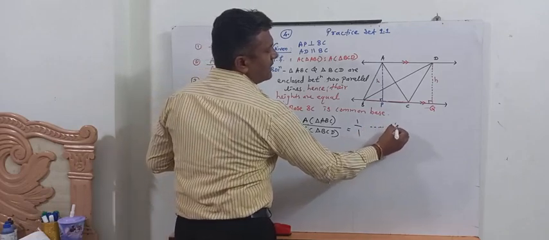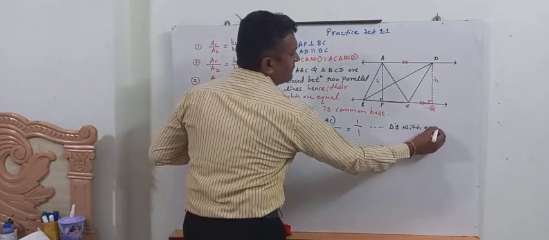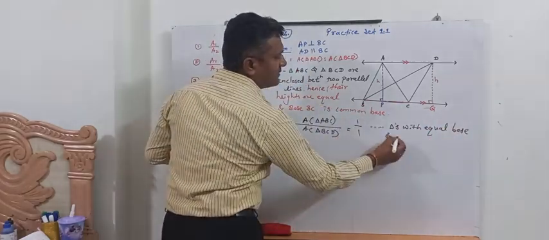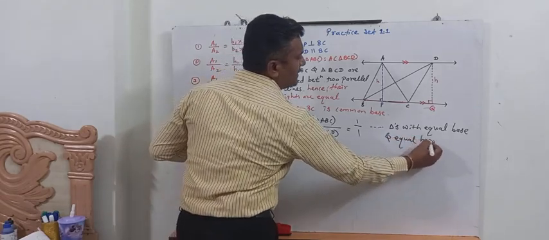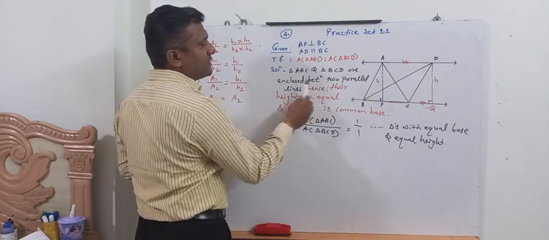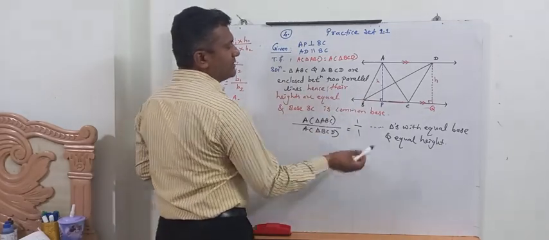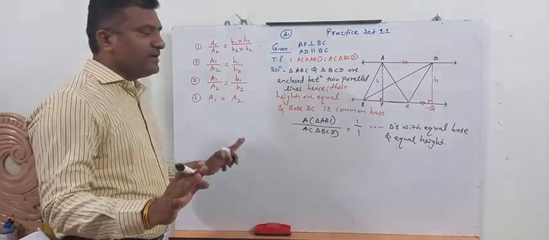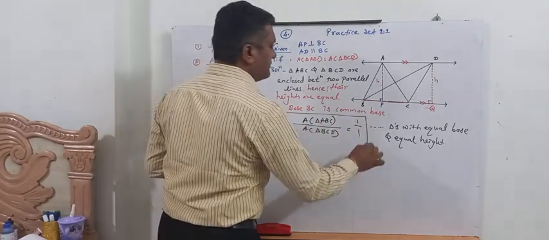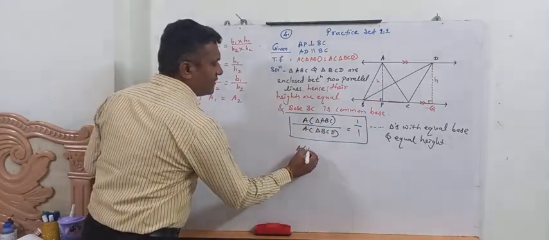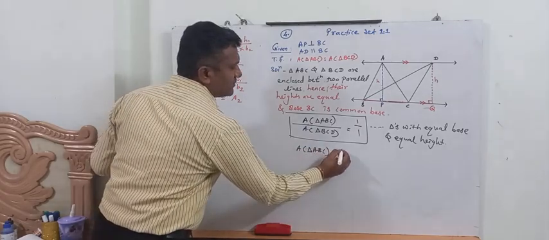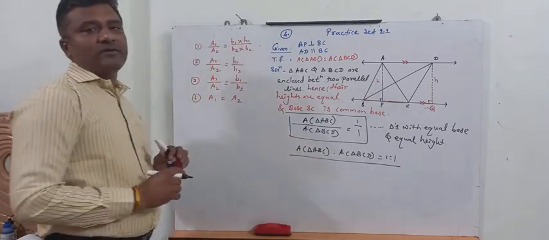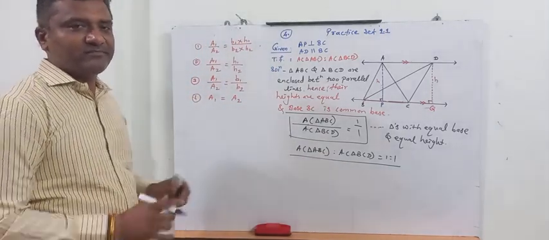The reason will be: triangles with equal base. Which base is equal? BC, and equal height. Why are the heights equal? Because these two triangles are enclosed between two parallel lines, and that is the reason their heights are exactly the same. So your answer is 1 by 1. Or their ratio, you can say, area of triangle ABC is to area of triangle BCD equal to 1 is to 1. This is your final answer for this question. Okay.